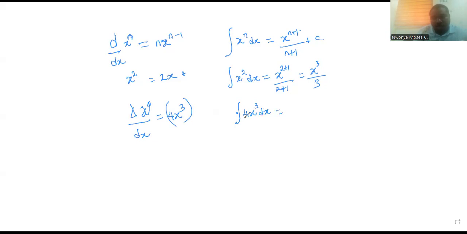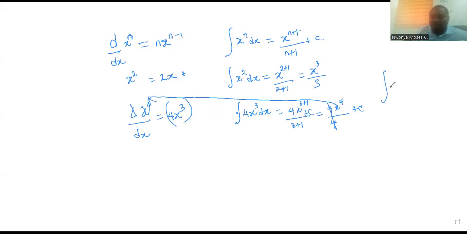So we're going to get something like 4x raised to the power 3 plus 1 divided by 3 plus 1. We're going to get 4x raised to the power 4 divided by 4. This is going to go. So you have to introduce your constant because we don't know the constant. But you can see clearly that it is giving us back our original function.